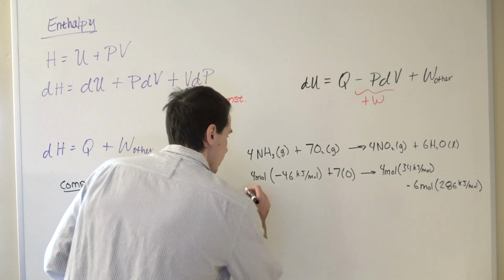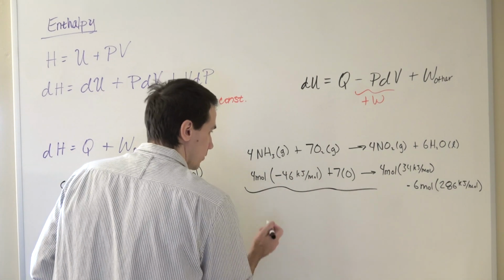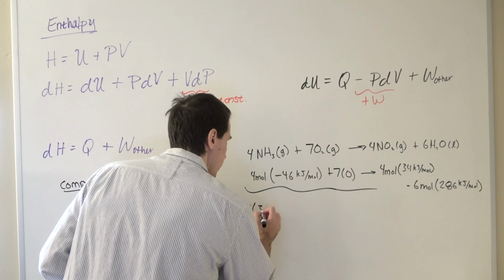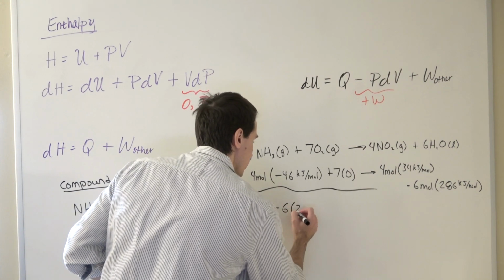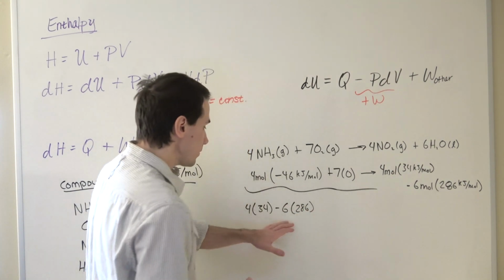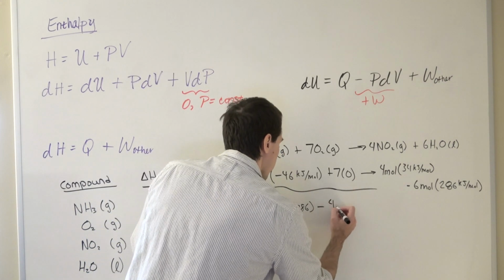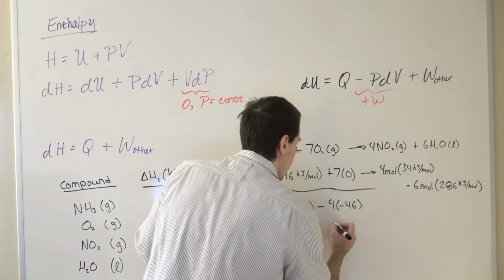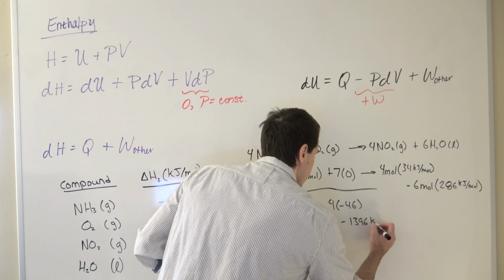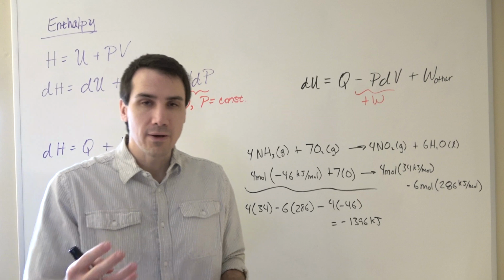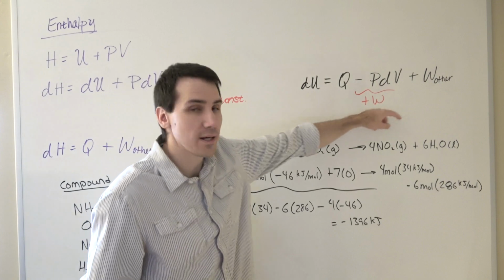So this leads us to 4. Now, I will avoid writing the units here for this part just to save space. So 4 times 34 minus 6 times 286. That is the right side here, and then we are subtracting 4 times negative 46, and all of this leads to negative 1396 kilojoules. So the amount of energy given off by this reaction when we combine this many moles of each of the elements is given by this value.